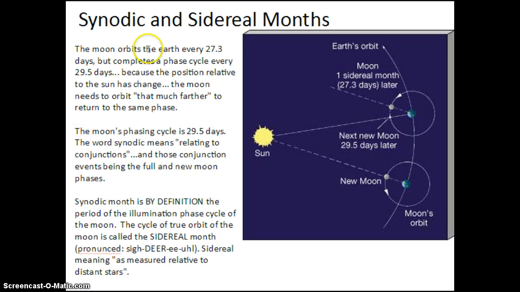You may be asking, why are synodic and sidereal not the same? Well, the moon orbits the Earth every 27.3 days, but completes a phase cycle every 29.5 days because the position relative to the sun has changed. The moon needs to orbit that much further to return to the same phase. The moon's phasing cycle is 29.5 days. The word synodic means relating to conjunctions, and those conjunction events being the full and the new moon phases.